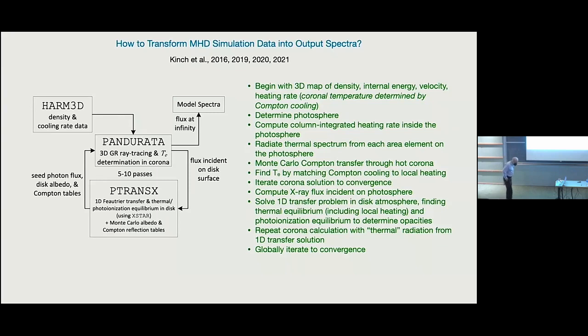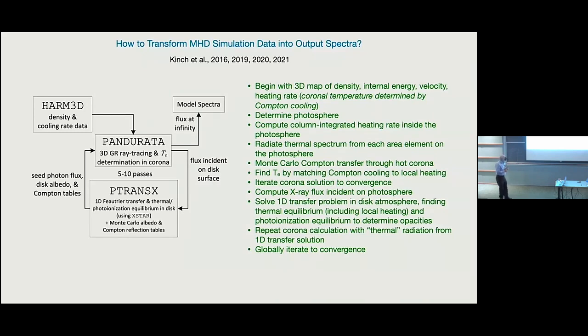So the question is, we have all these wonderful simulations that do dynamics. They tell us about velocities and changes in gas density and pressure and so on. But nearly everything we know about astrophysics comes in photons. So the question is, how can we link those dynamical data to the photons that we actually observe?